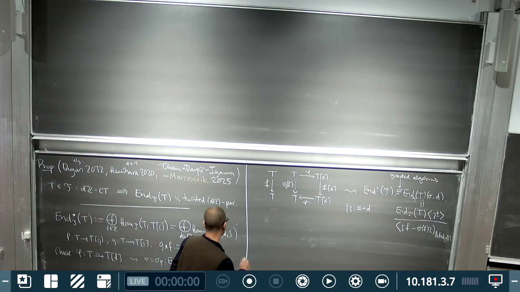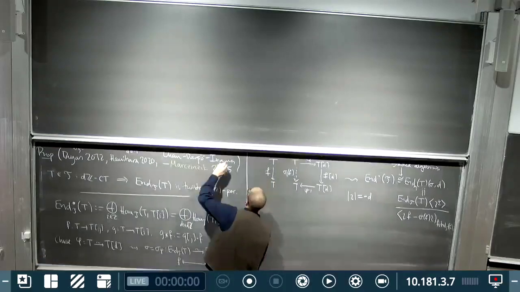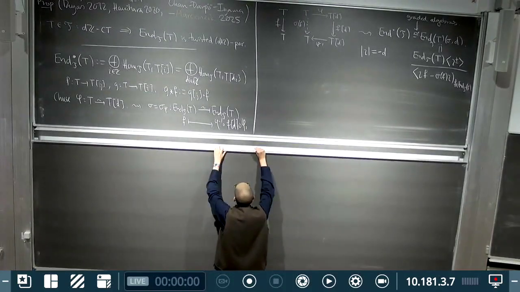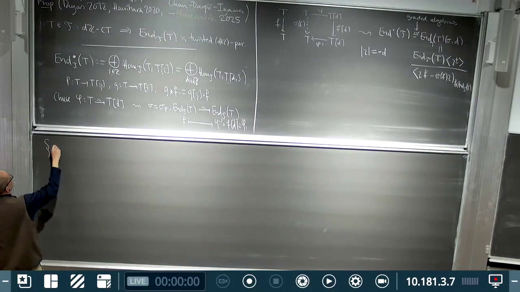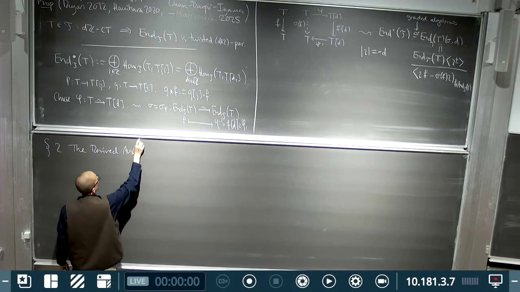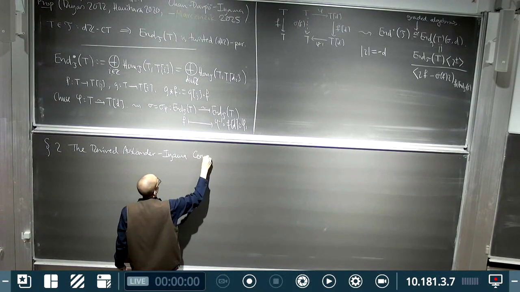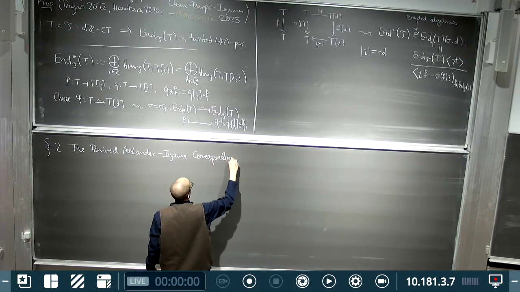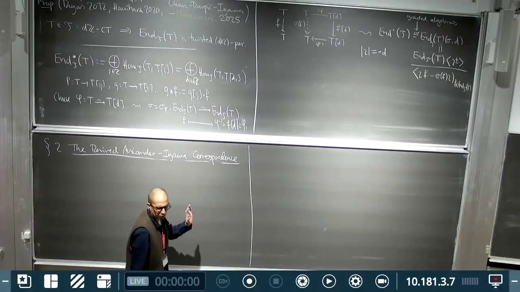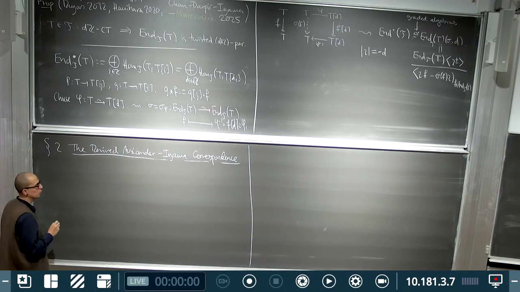So now, with this in mind, I want to move on to the next section. So the next section is the derived Auslander-Iyama Correspondence. I will now, as fast as possible, present one of the main theorems of this lecture series. But first I need to do some reminders.